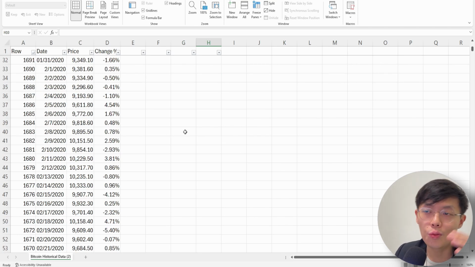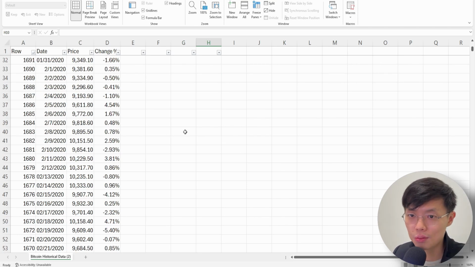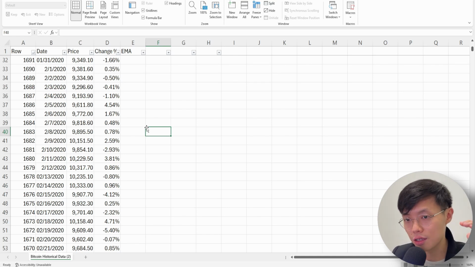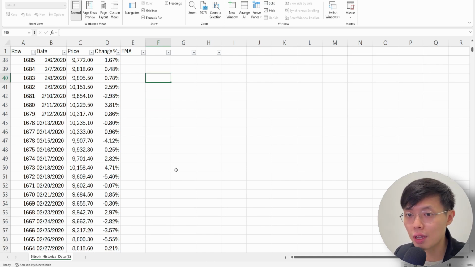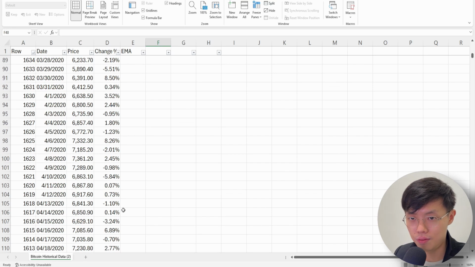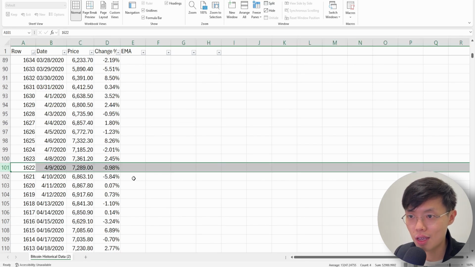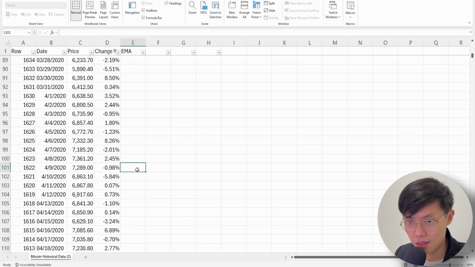Right now we're going to put in the EMA columns. In order to have EMA columns, I need to group a certain number of prices, right? I must have certain data for me to have an average. So I'm going to scroll all the way down to row 101 and select this row. I'm going to start my EMA here because EMA needs certain data to work.